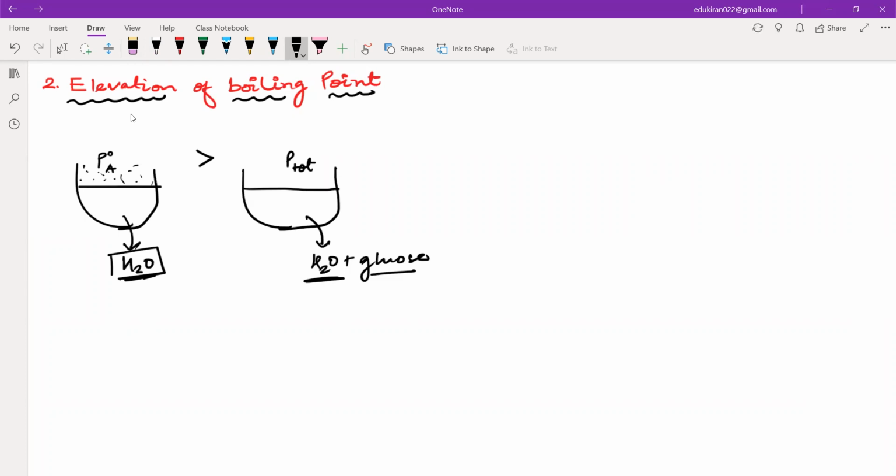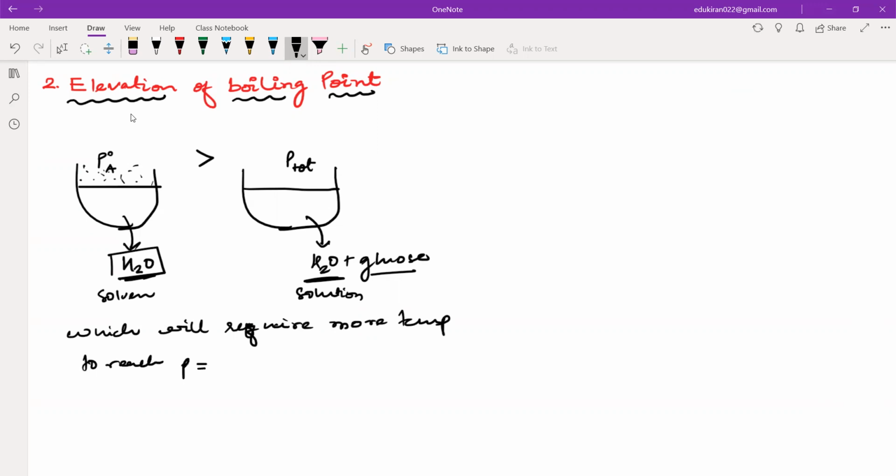Now you tell me which of the following, solvent or the solution, will require more temperature to reach pressure equal to 1 atm? बताइए किसमें आपको टेम्परेचर ज्यादा देना पड़ेगा? Sir, solution. है ना, टोटल वाले में, सोल्यूशन वाले में, that is the elevation of boiling point. सबको समझ में आई बात?